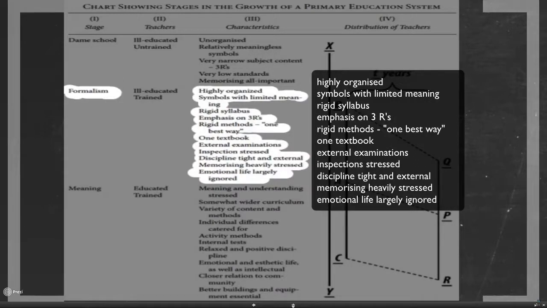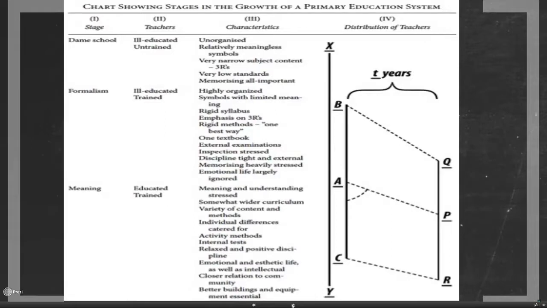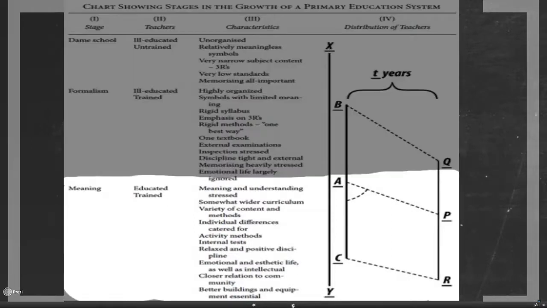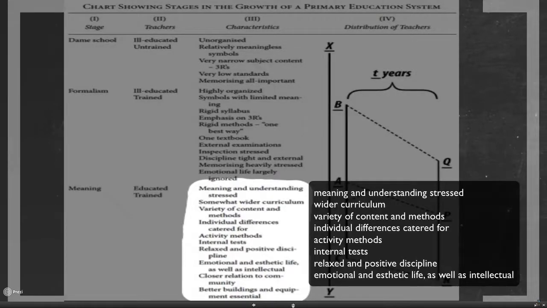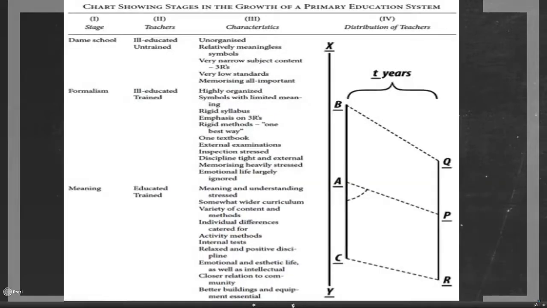Beeby then argues that that kind of a system is the ground that you need. It's the base that you need to move towards a more meaning-oriented school. And if we take a look at how he describes it, you'll notice that there's a substantial opening of the various curriculum and pedagogic variables. For example, a wider curriculum, that means more choice. A variety of content and methods, individual differences catered for, activity methods that allow for difference, internal tests which open out the assessment criteria from a closed and solid position to a more open position, relaxed and positive discipline where the emotion and aesthetic life of the kids are taken care of, and there you can hear a more personal relationship with the teacher starting up. So it's very clear that he's moving from a solid kind of system to an open system.